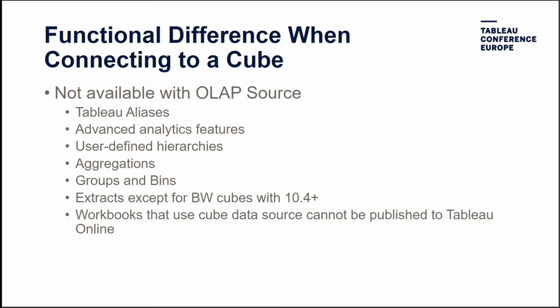Aggregation, so you can't change the aggregation type. That again is defined in the cube. We expect to retrieve the value, not calculate it. Groups and bins don't work except where you can create them through MDX. Extracts don't work, with the caveat that we added support for SAP BW to extract in 10.4 and above. And workbooks that use cube data sources cannot be published to Tableau Online as it stands.